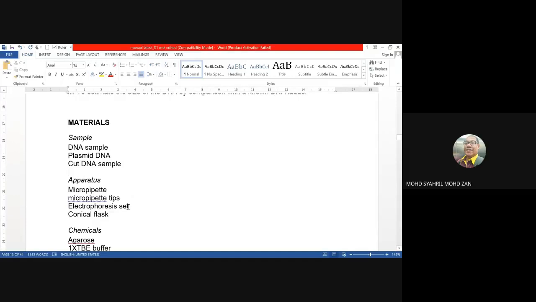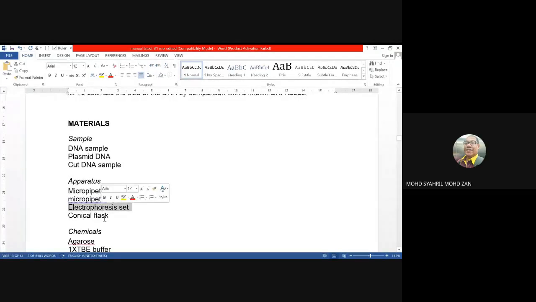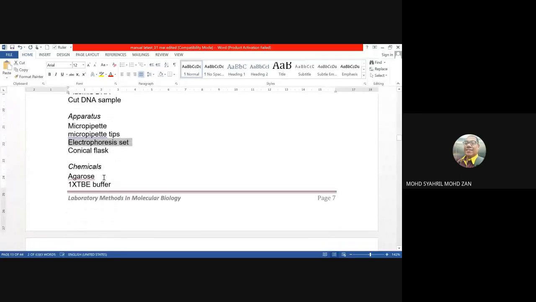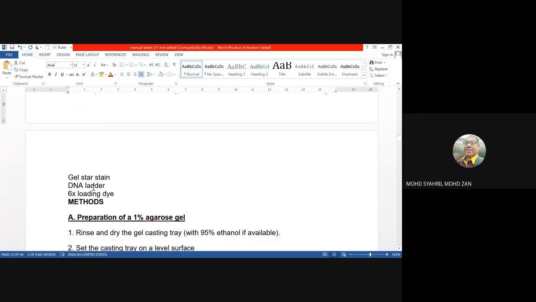We need an electrophoresis set and a conical flask. The chemicals that we use are agarose, 1 times TBE buffer, GelStar stain, which is to color our samples, a DNA ladder, and 6 times loading dye. So the loading dye will be mixed with our DNA samples.